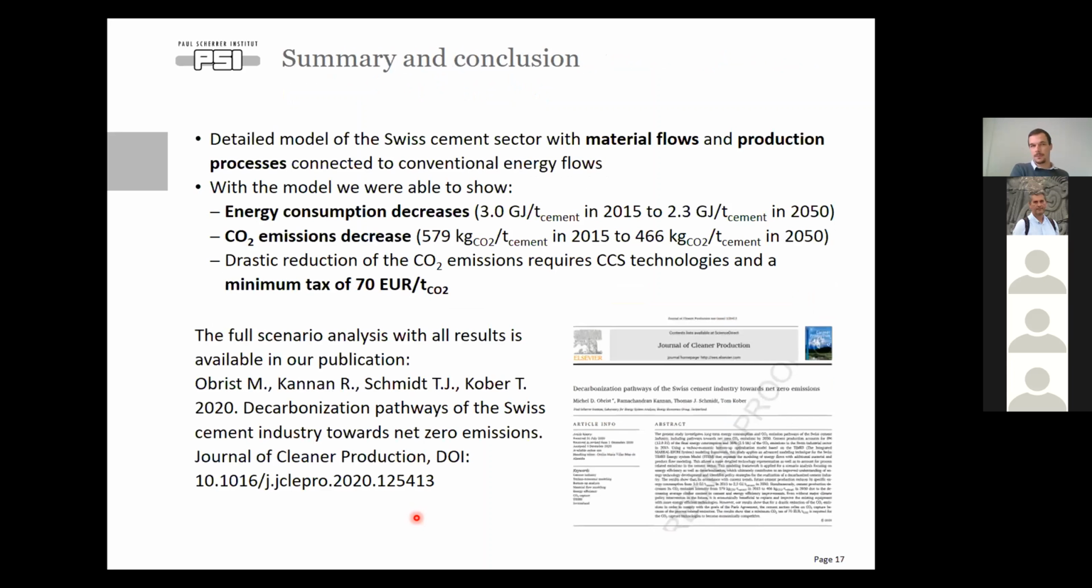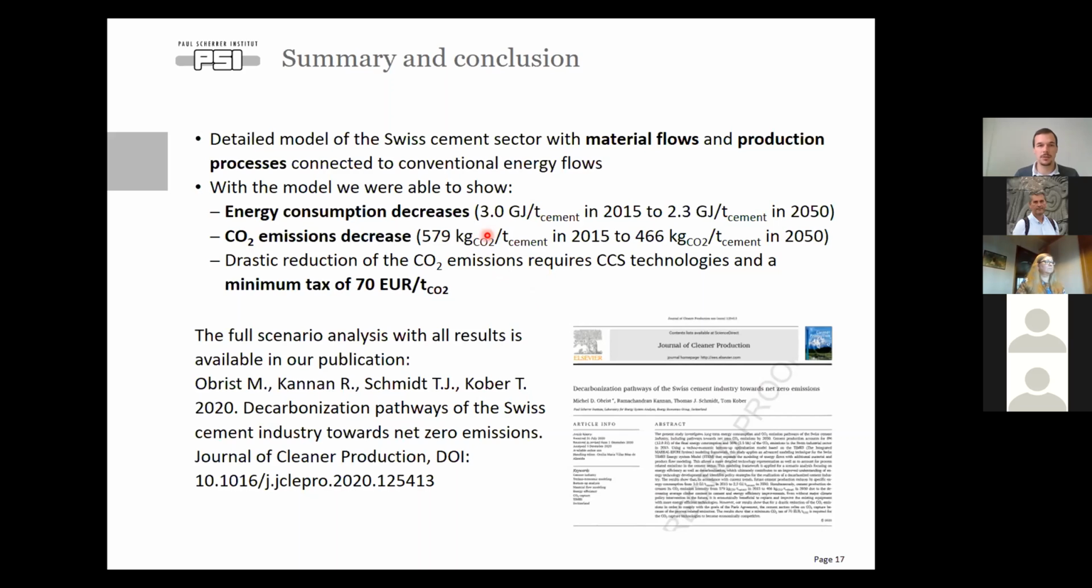So let's sum up my presentation. I showed you a detailed model that we used to analyze the Swiss cement sector. The main feature of this model is that we have used material flows and production processes connected to energy flows, as we know that from conventional models. And here I just summarized the main results from the paper that we published with this model.